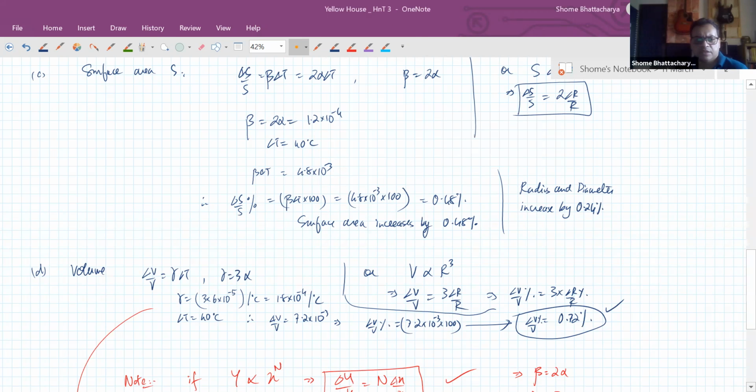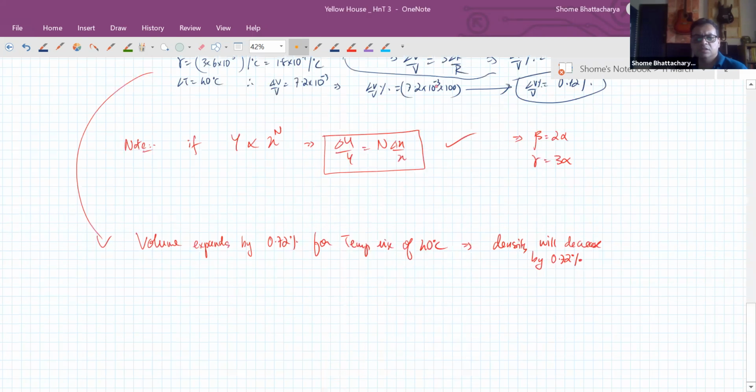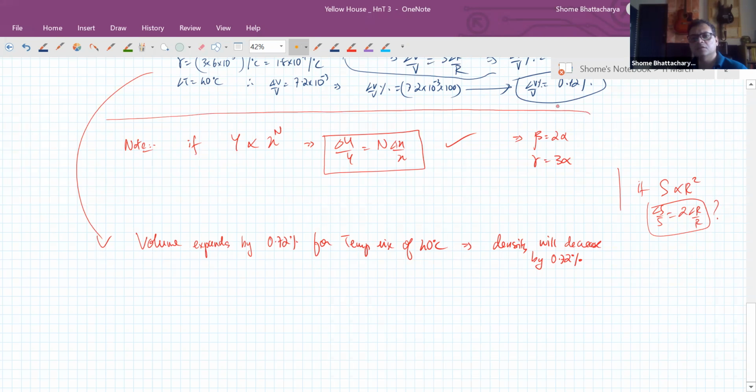Yeah, Prince, I'm explaining that. So see, I was explaining this because somebody had asked me how we get this result, that if surface area is proportional to r square, then why delta s by s is equal to 2 times delta r by r? How do we get this result? That comes from this general formula. This is a general formula for propagation of error.